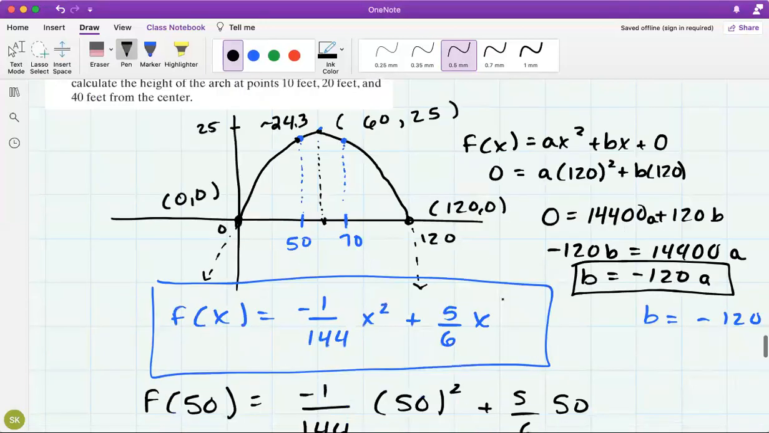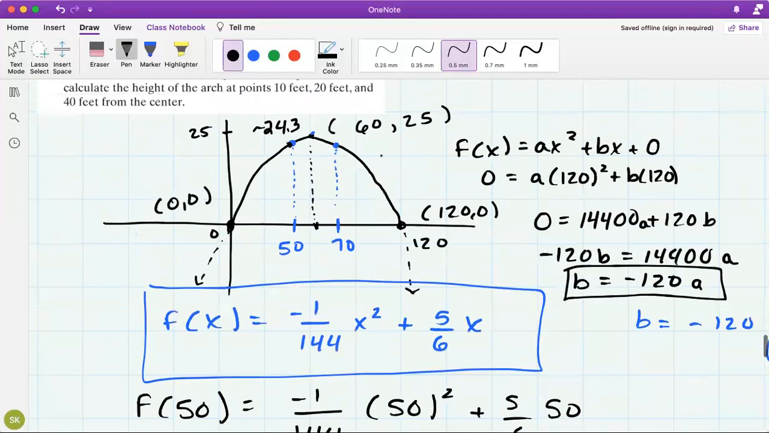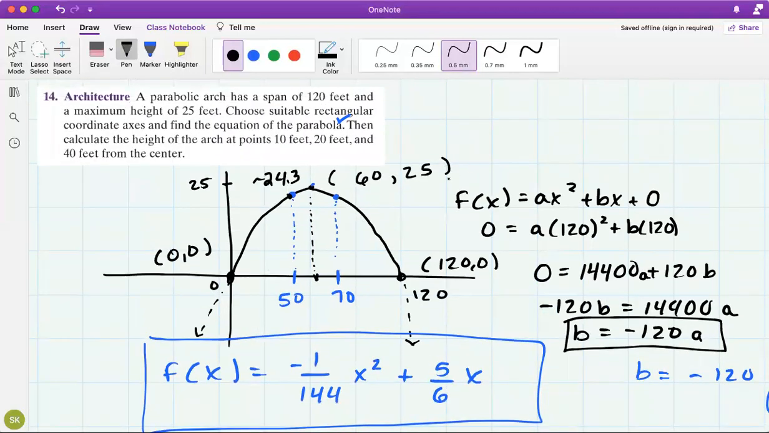So here and here, which makes sense because it is definitely less than 25, which is a good thing because this parabola is going down. And you can do this for 20 feet and 40 feet. I'm just going to do the 10 feet because the other two are very similar.